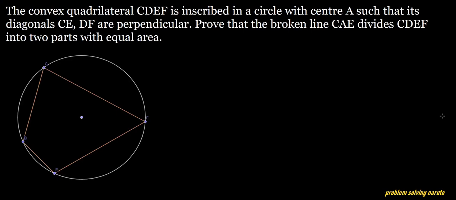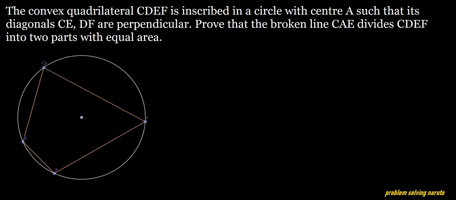Hello problem solvers. So here is a geometry question. You have a cyclic quadrilateral whose diagonals are perpendicular. So CE and DF are perpendicular.